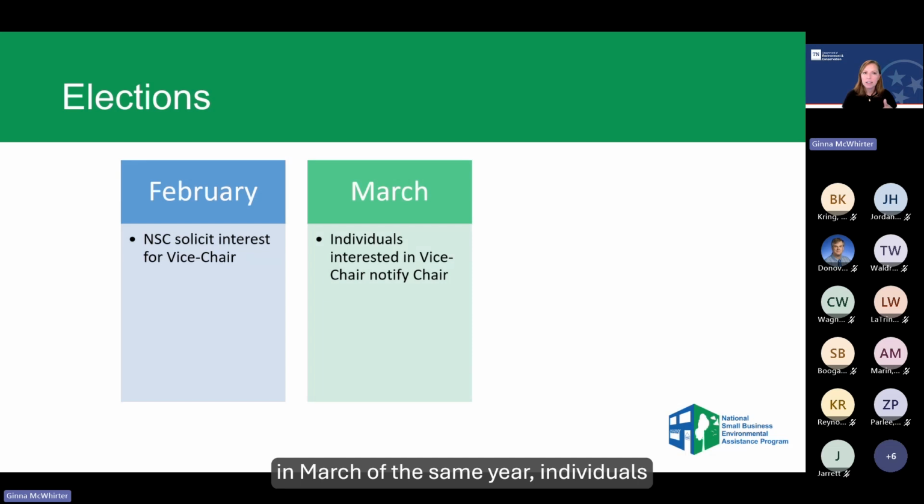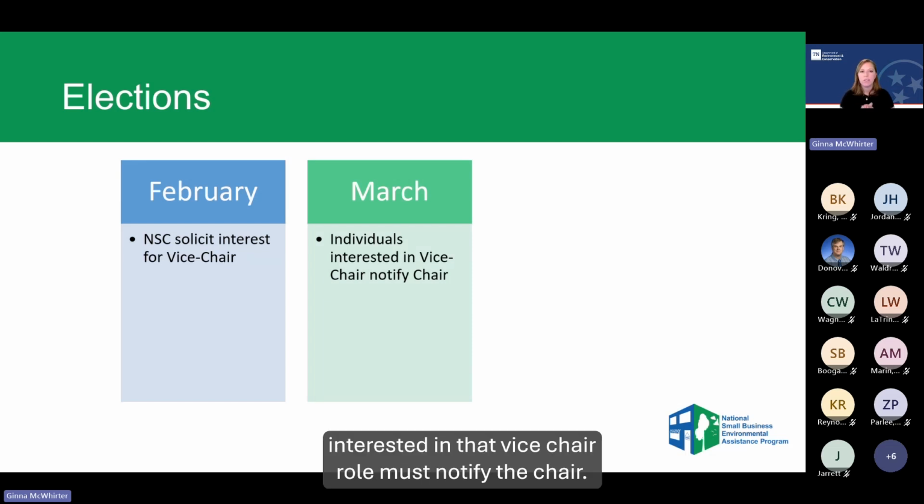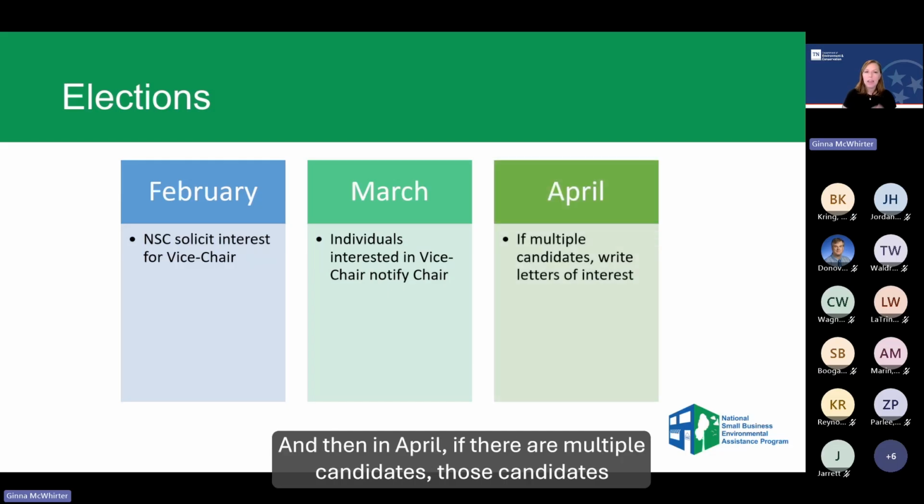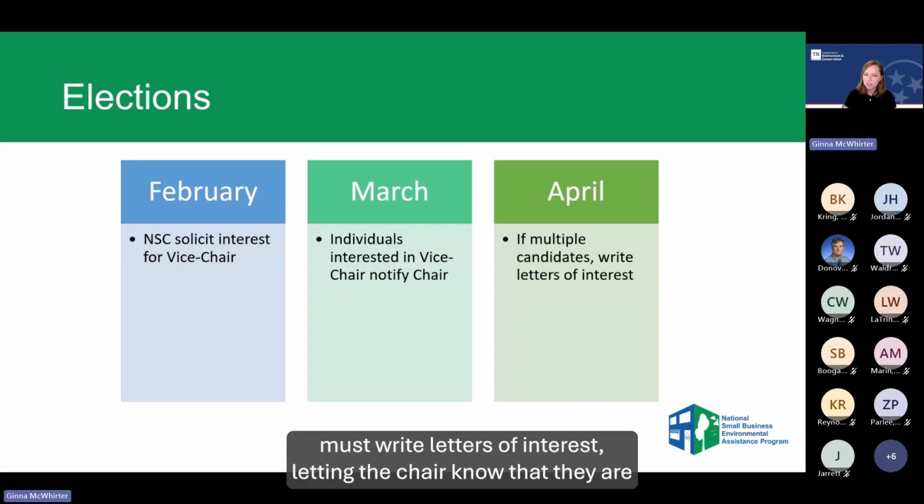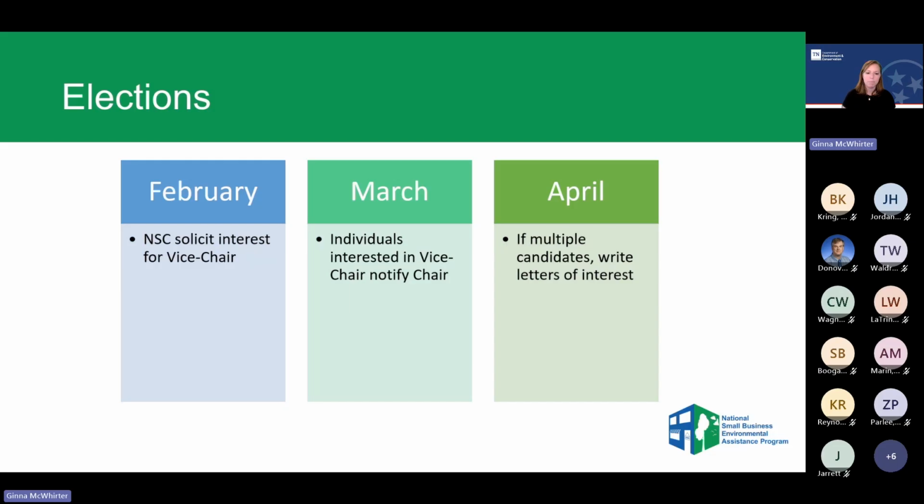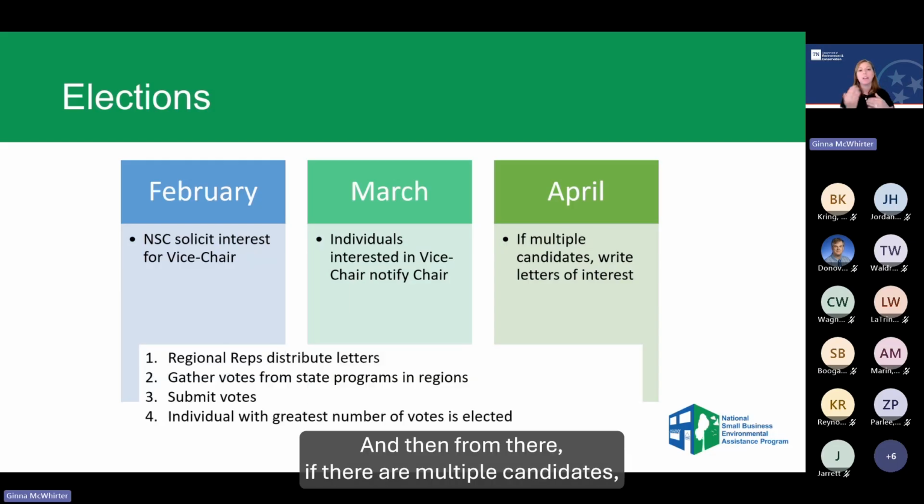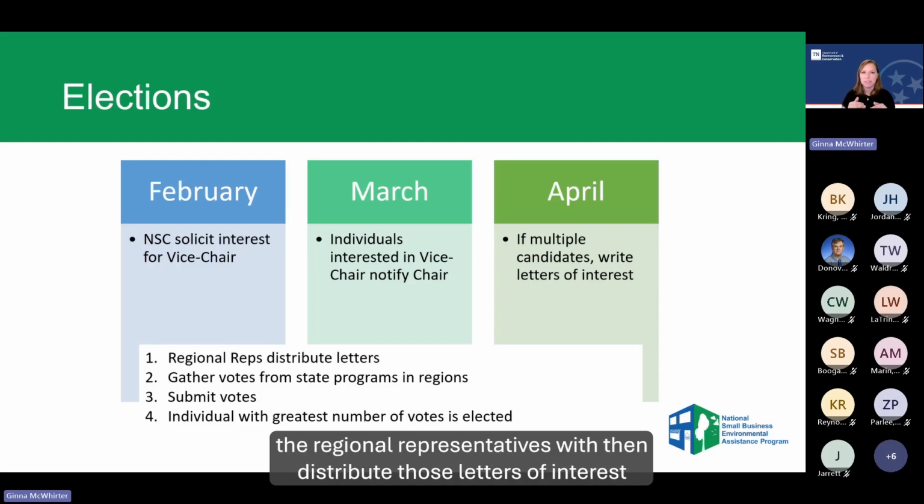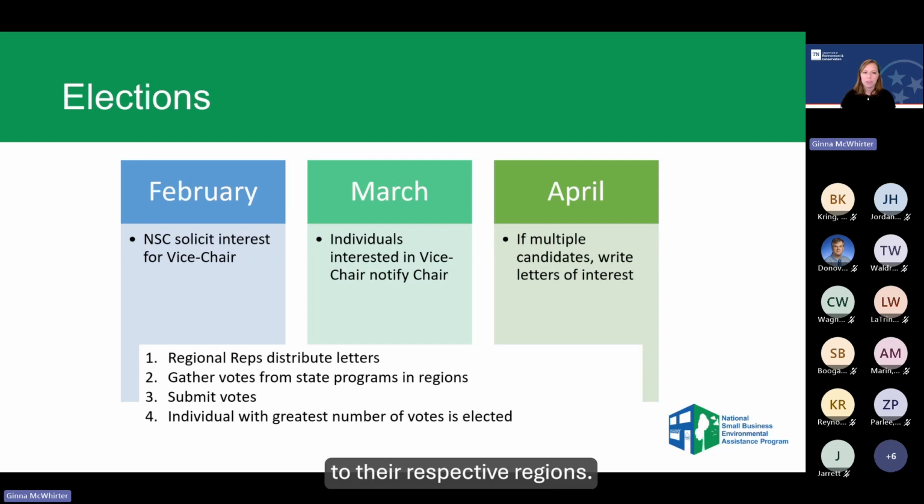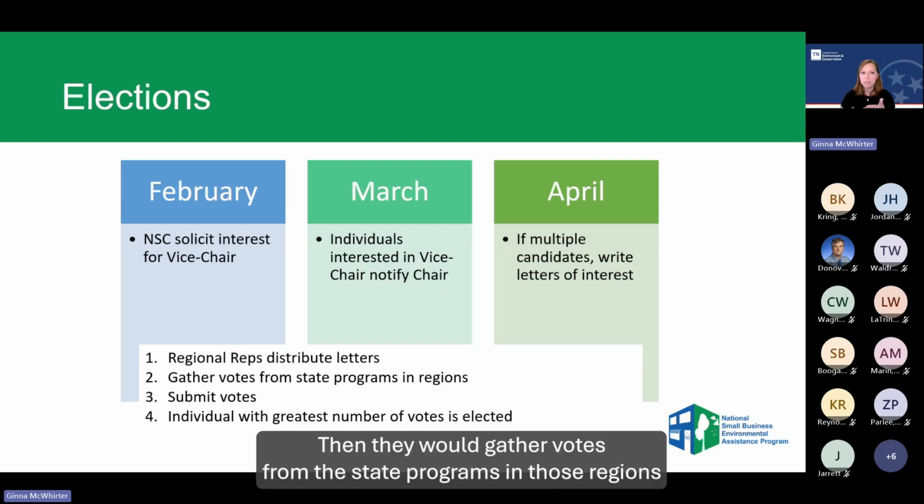In March of the same year, individuals interested in that vice chair role must notify the chair. And then in April, if there are multiple candidates, those candidates must write letters of interest, letting the chair know that they are really interested in the position. And then from there, the regional representatives would distribute those letters of interest to their respective regions. Then they would gather votes from the state programs in those regions.